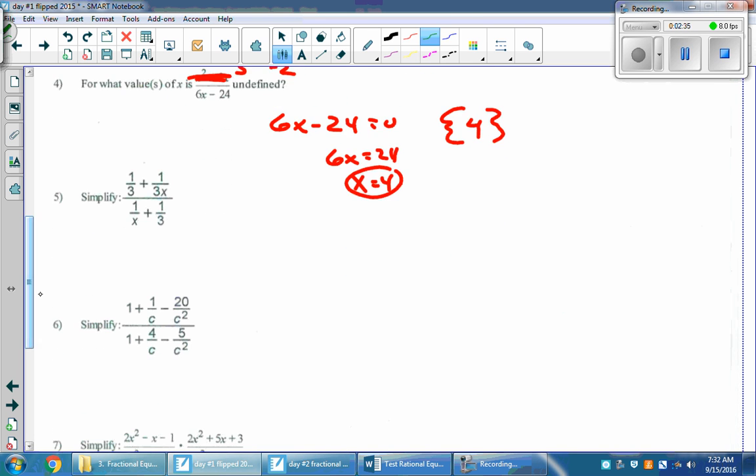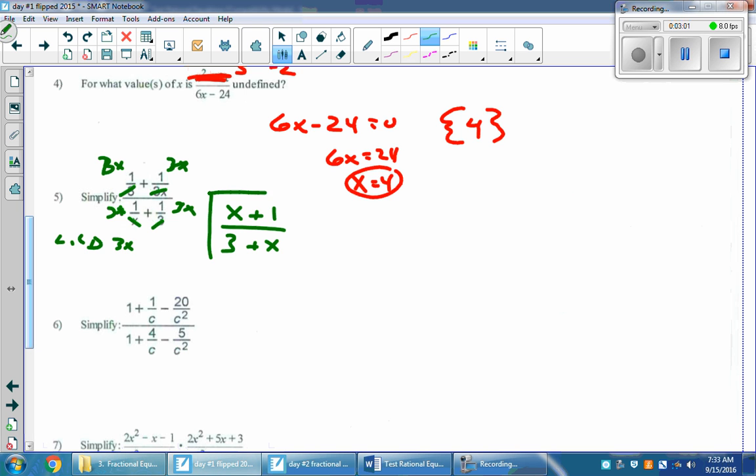5, complex fraction. There's fractions here. LCD, 3x. Multiply everything by 3x. Here the 3's cancel. I get left with x. There the whole thing cancels. I'm left with 1. There the x's cancel. I'm left with 3. There the 3 cancels. I'm left with just x. Factor top, can't do anything. Factor bottom, can't do anything. That is your answer.